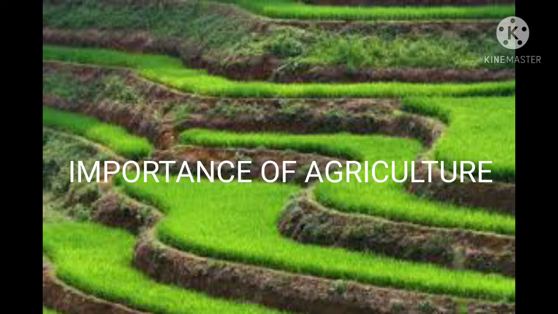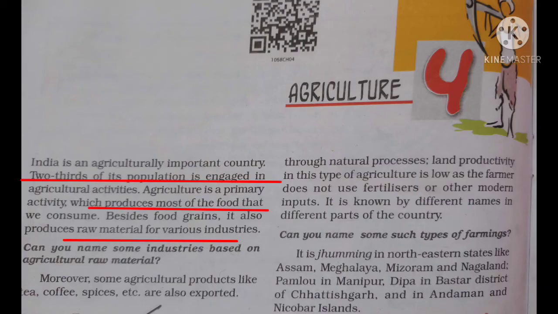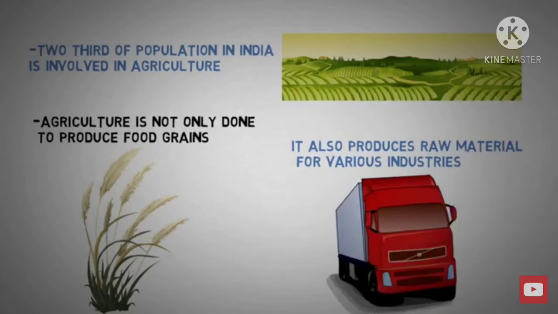Now we will start with the importance of agriculture. We all know that agriculture is the largest livelihood provider in India. Almost 70% or two-thirds of India's population is engaged in agricultural activities. So a large number of people of our country depend on agriculture. That's why our country is also known as an agrarian country.